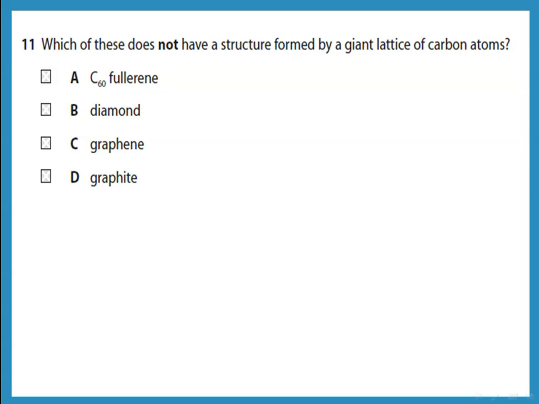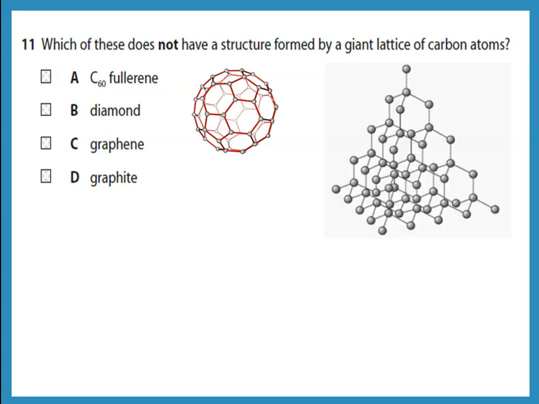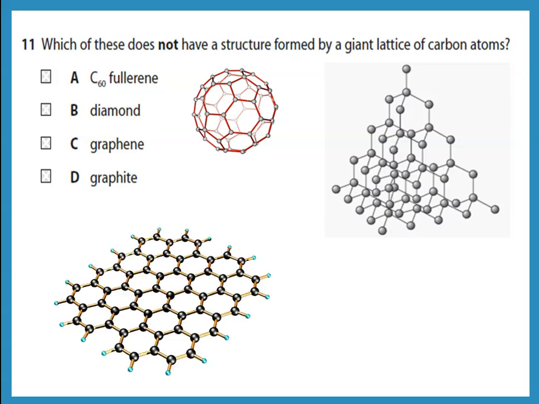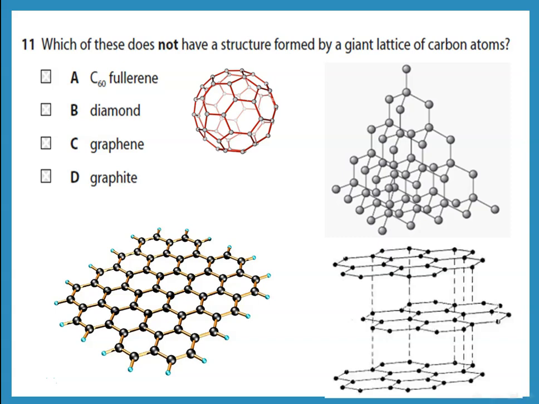Which of these does not have a structure formed by a giant lattice of carbon atoms? Well, let's look at each of them. What is fullerene? Fullerene has this kind of structure. It's a small molecule. It looks like a football with 60 carbon atoms arranged in a structure of pentagons and hexagons. So this is regarded as a small molecule, not a giant. Diamond, of course, is giant with many, many carbon atoms. Graphene is one layer of graphite, so it is still regarded as giant with many carbon atoms. Graphite is several layers with many carbon atoms. So the only one that is not a giant lattice is fullerene.